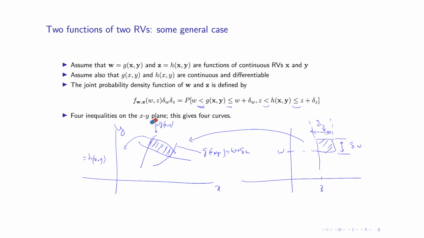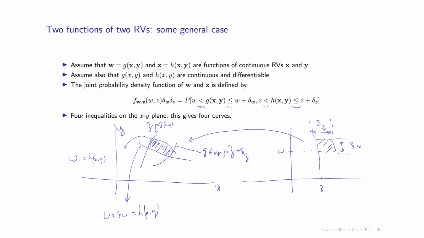And this is h(x,y) equal to, I'm sorry, this is for Z, and this is Z, and this is equal to w, and then you have this one, w plus delta w equal to h(x,y). So once you determine the boundary, you have to integrate it.